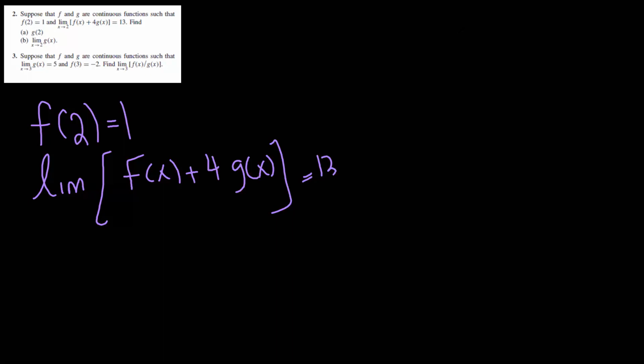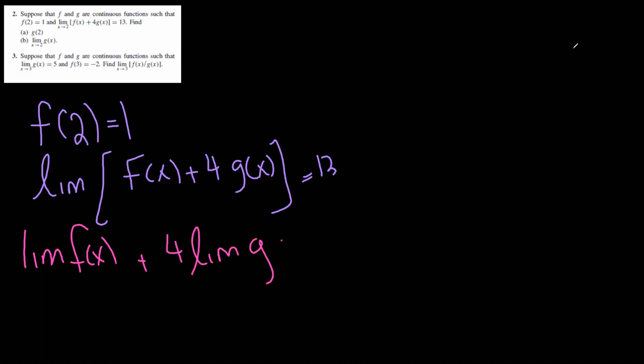Can I try, teacher? Yes. It will be the limit of f of x plus 4 times the limit of g of x. Thank you, Anna. So the first step here, I will say it is the limit of f of x plus 4 times the limit of g of x. This is equal to 13.